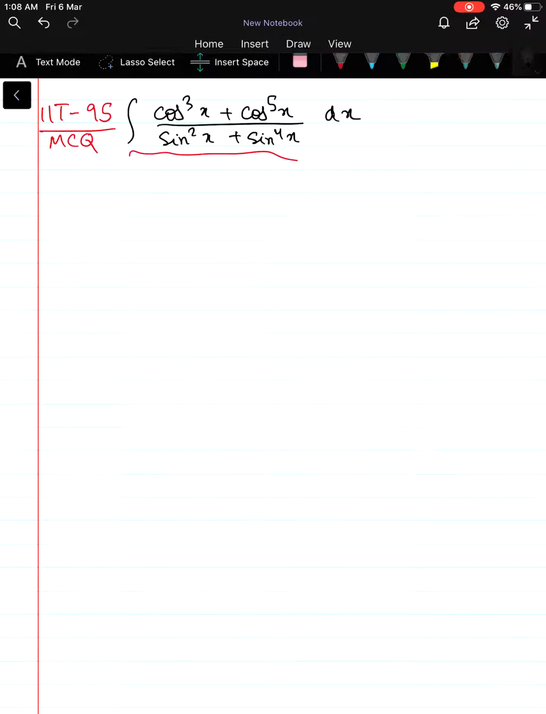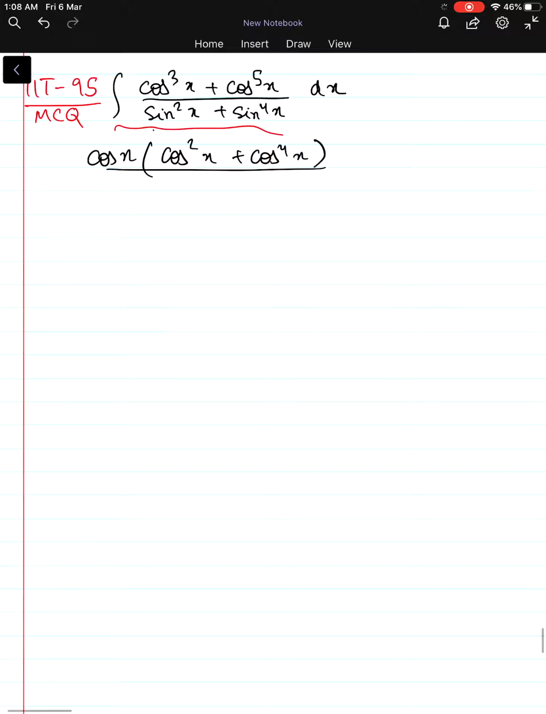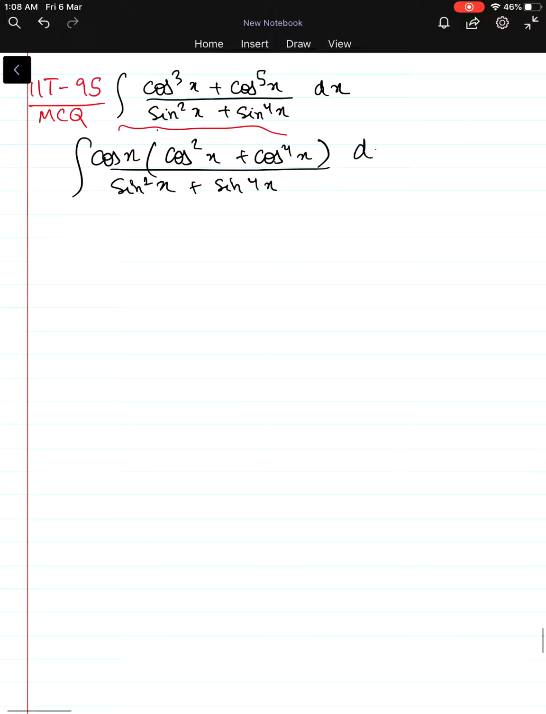So let's see it again. We have sine and cos here. One thing we can do is, first of all, we see odd powers of cosine in the numerator and even powers of sine in the denominator. The derivative of sine is cos, so we separate one cos out and just copy the denominator as it is, and we have to integrate this term.